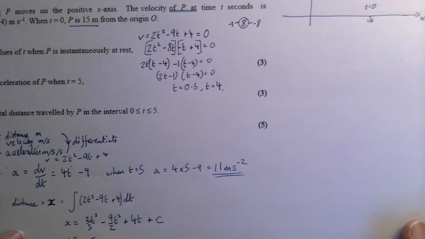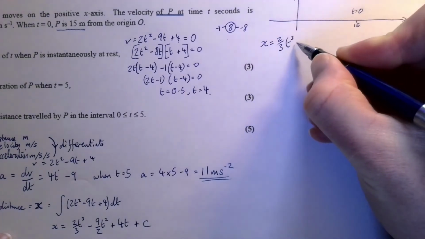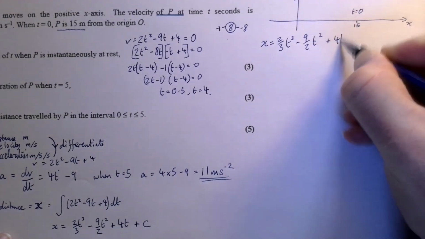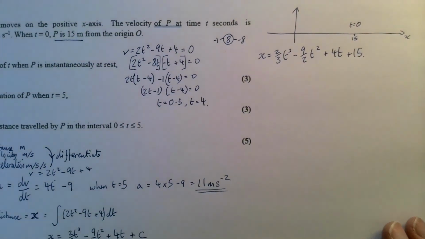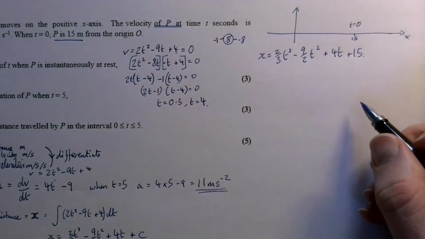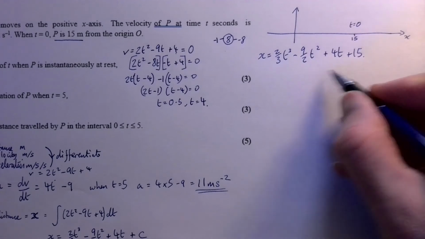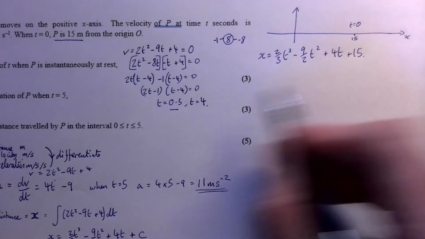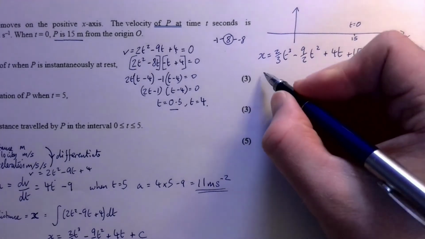So we can say that our position is going to be 2/3 t cubed minus 9/2 t squared plus 4t plus 15. Now there's different ways of doing this, but I like to think about it one bit at a time. So there are going to be 4 crucial times. The first is time 0 when it's at 15. Then the next one will be time 1/2 when it's stopped moving and it will start going back the other way. So before we know which direction it's even moving in, we need to plug in t equals 0.5.